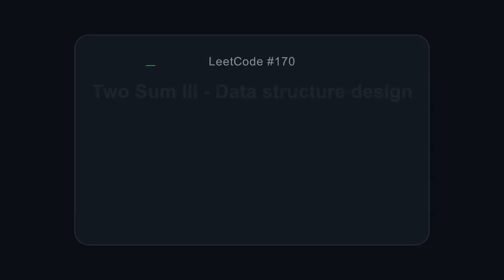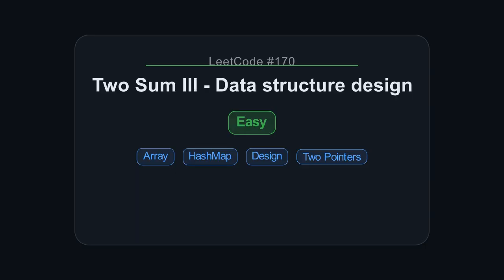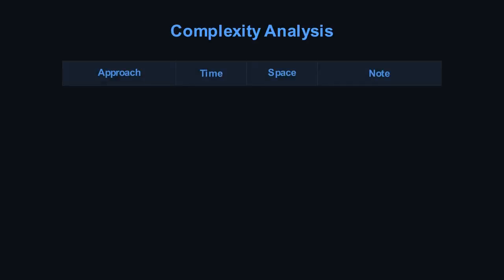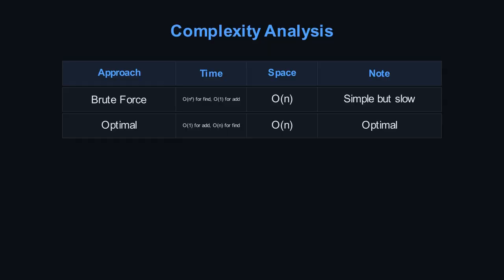You'll recognize this pattern whenever a problem asks you to support frequent inserts and occasional pair sum queries. Think of any add and find scenario as a candidate for a frequency map. Each add operation runs in constant time, big O of 1. Each find operation scans the unique keys, so its time is linear in the number of distinct elements, big O of n. The dictionary stores each distinct number once, giving big O of n space.